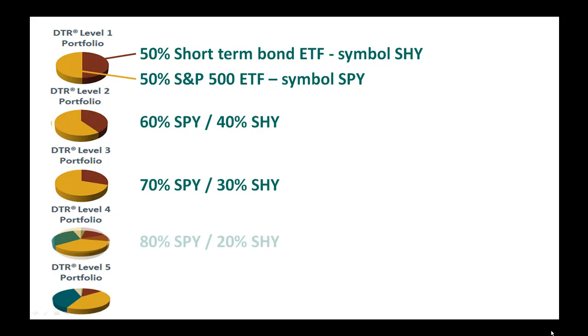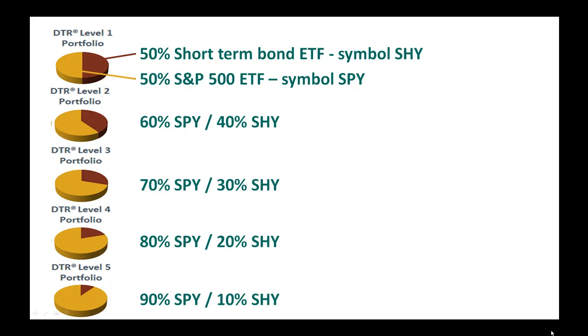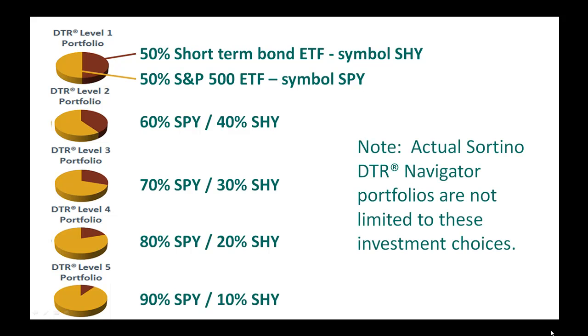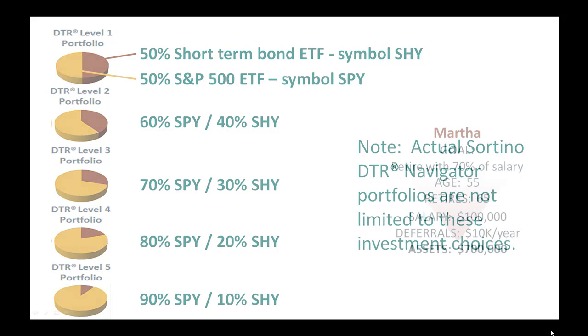In the case study, we isolate the effect of portfolio navigation from market performance and portfolio design by using very simple portfolios comprised of the S&P 500 ETF and short-term bond ETF. It tells the story of Martha, who is 55 years old, makes $10,000 a year in contributions to her retirement account, and has accumulated $700,000 in retirement savings.